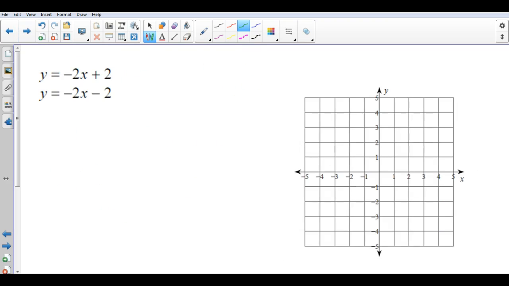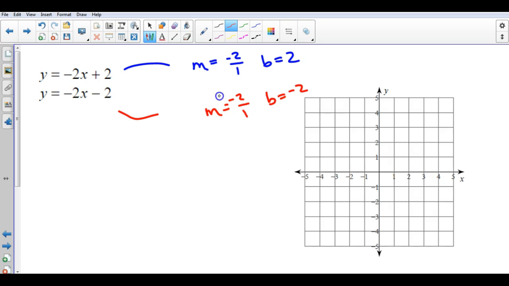Next one. So this will be the last of the examples for graphing. I'm going to identify that my slope here is -2/1, and I have a y-intercept of +2. And what you'll see for the one below it is that my slope is also -2/1, but my y-intercept is -2. So this is an example where you're going to have the same slope but different y-intercepts. So we'll take a look at what this is going to be. I'm sure you're already imagining in your head what the answer is.